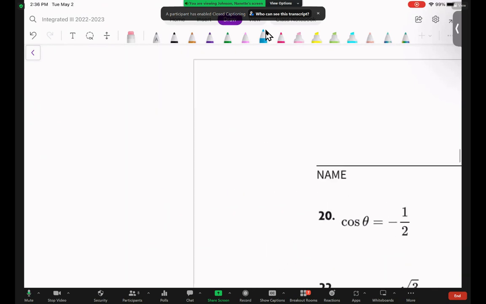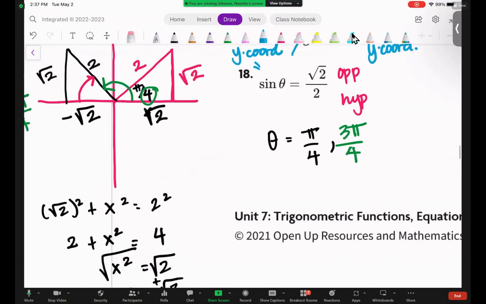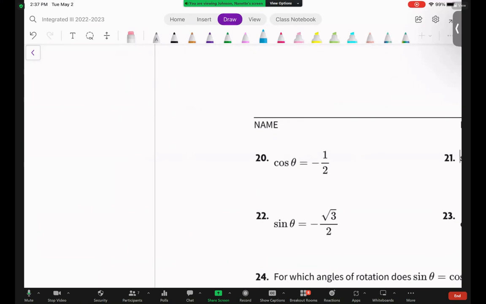So I want you to do number 20 right now. I'm trying to sit them so that I can draw next to them. I want you to find all the answers between 0 and 2 pi, and then check your answer with decimals. But show me this work here. I need to see this work here so that I know that you got it. Okay. So go ahead and pause the video, and then I will check back with you once you have number 20 finished.